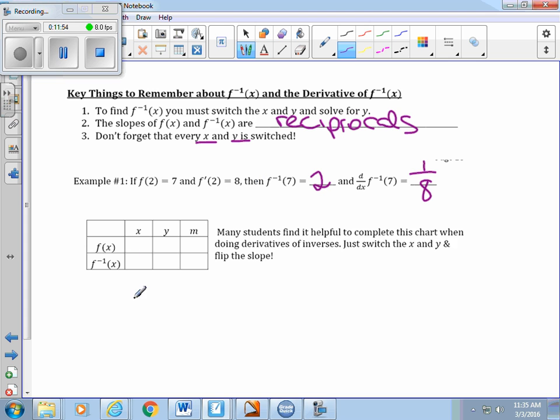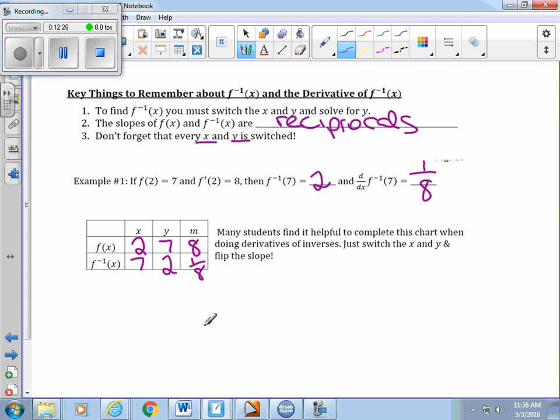Now, let me show you how the table works. On f, what is the x value we're looking at? 2. And what's the y value? And what's the slope? The derivative. Inverses, what do you do with x and y? You flip the x and y, and the slope is the reciprocal. So you see how that table works, how it can help you organize your thoughts.